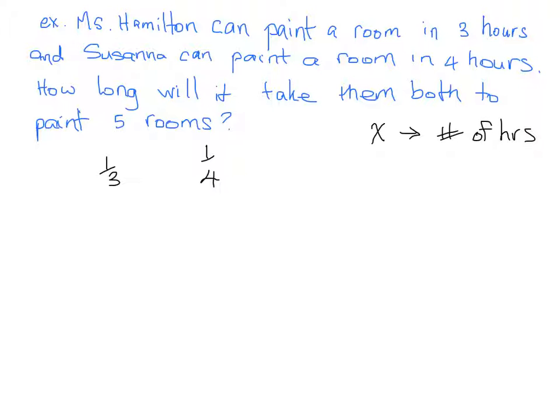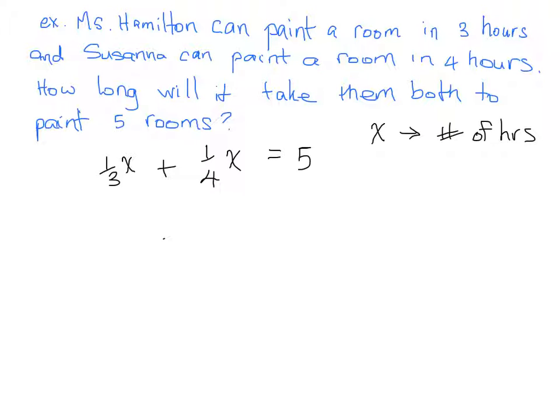Now we can multiply their rates by the time. So 1/3 x and 1/4 x. This will tell us the number of rooms that Miss Hamilton paints, and this will tell us the number of rooms that Susanna paints. So when we put that together, 1/3 x plus 1/4 x, we want it to be equal to 5, because, and that's the only difference with this question, in this case they're not doing one thing, they're painting 5 rooms.